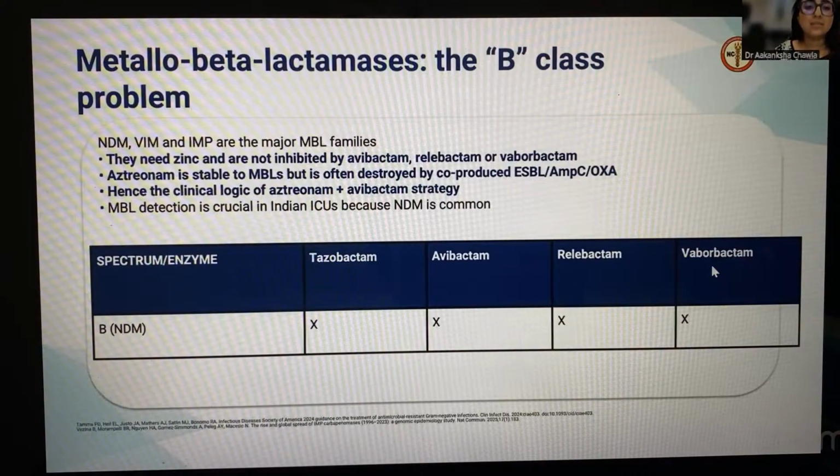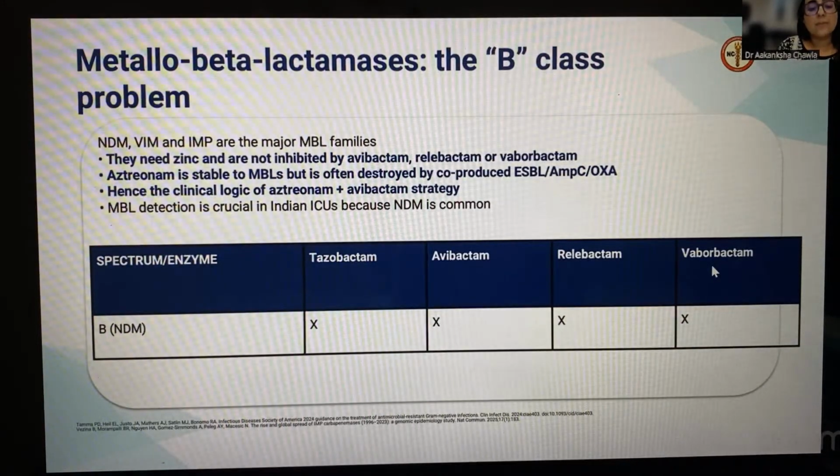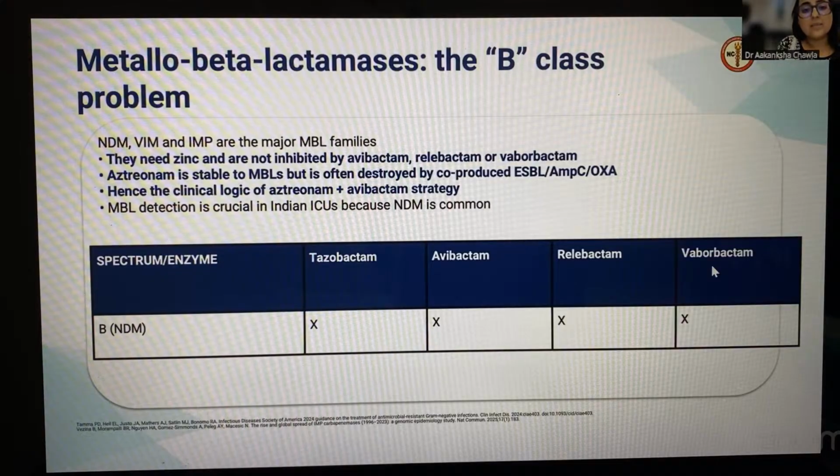Then the second class is your class B, which is your metallo beta lactamases, namely the NDM, IMP, and the VIM. They need zinc, and they are not inhibited by avibactam, relebactam, and vaborbactam. Aztreonam is stable to the metallo beta lactamases, but it is destroyed by co-production of ESBL, AmpC, and OXAs. So when you are dealing with that, you will have to use the aztreonam and avibactam strategy. This is the preferred strategy of choice, aztreonam and avibactam, since aztreonam alone can be destroyed by co-production of ESBL, AmpC, or OXAs.